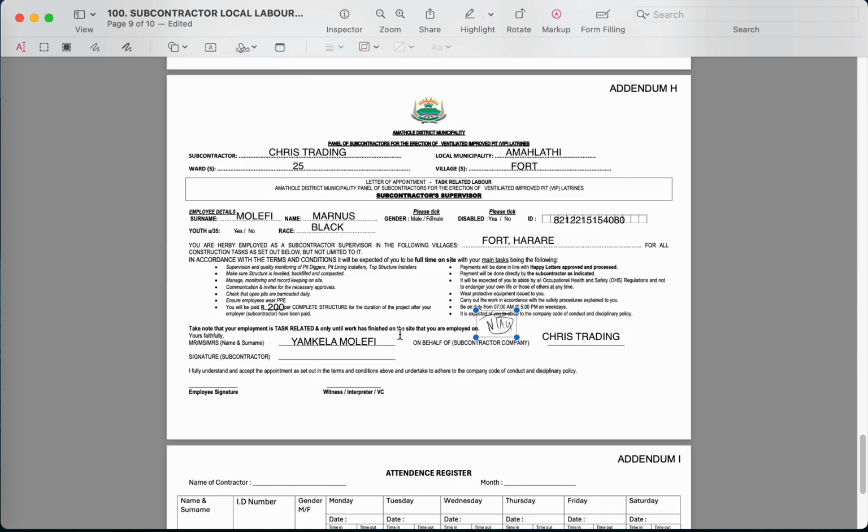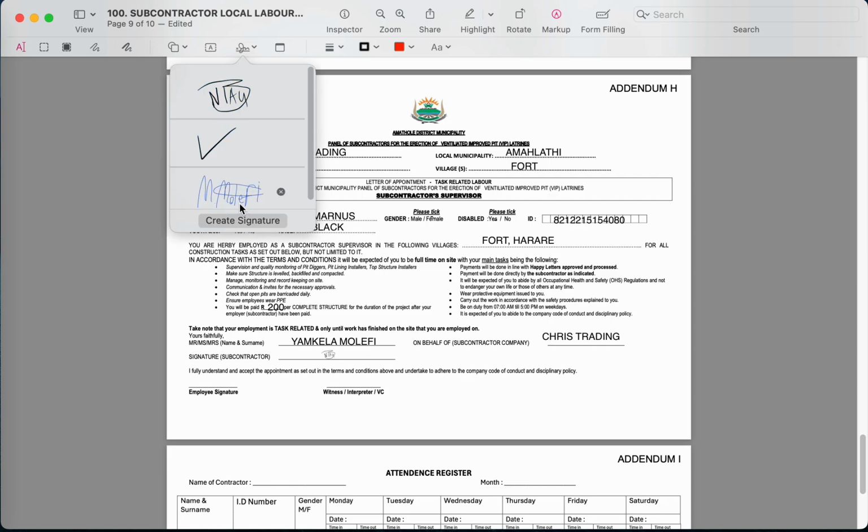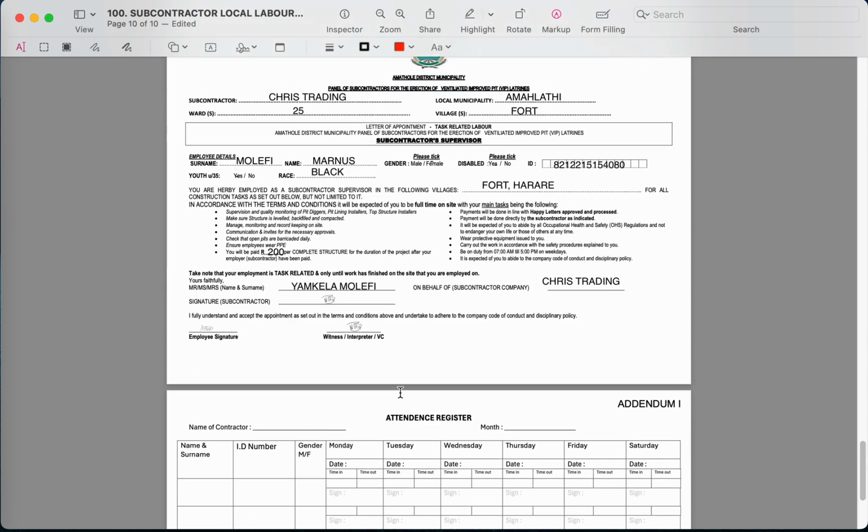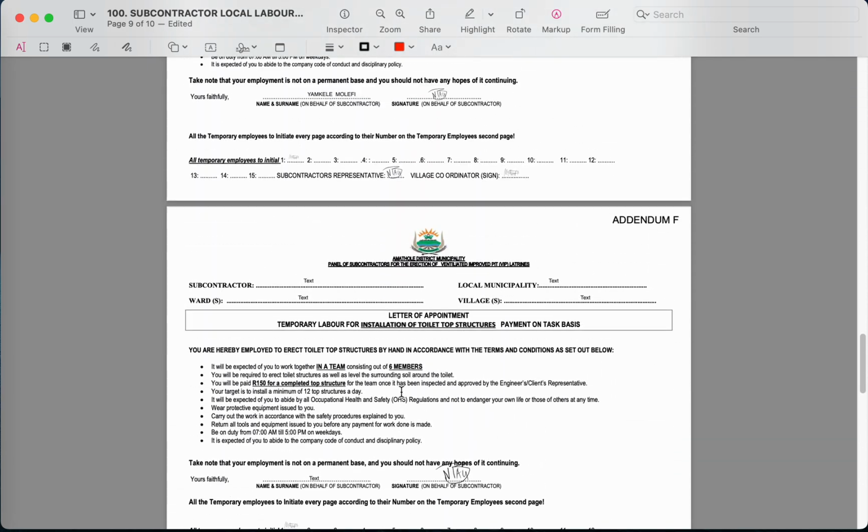And then Yamkela would now need to sign here to acknowledge that indeed he did hire Marnas Mulifi as a supervisor. We then continue to say Marnas also needs to sign now to show that indeed he's agreeing to the terms and conditions above. Here is where Marnas signs, and the village coordinator, who is Nabu, or any witness to witness this, needs to then sign here, but most preferably the village coordinator. Ladies and gentlemen, addendum H is done.